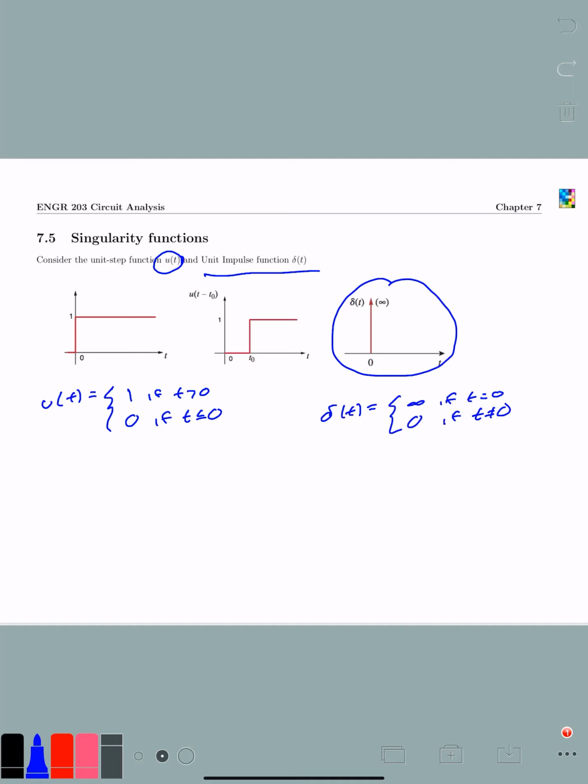And there's one fun fact here, that delta of t is actually the derivative of u of t. We're not going to use that much in this class, but it is something that is used otherwise.